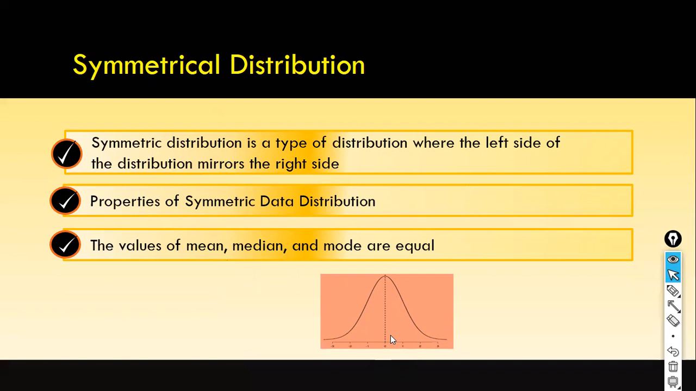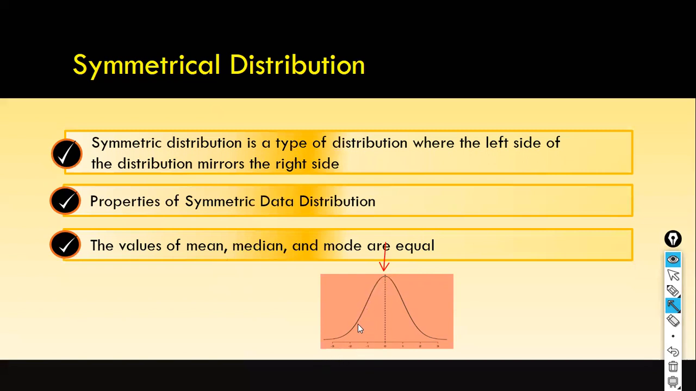This is one of the common distributions. In this case, you will have a single peak in the middle. Look here, there is only one peak, right? Only one peak will be there, and the data is evenly distributed on either side of the peak.